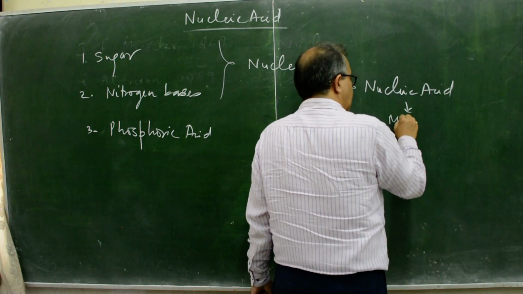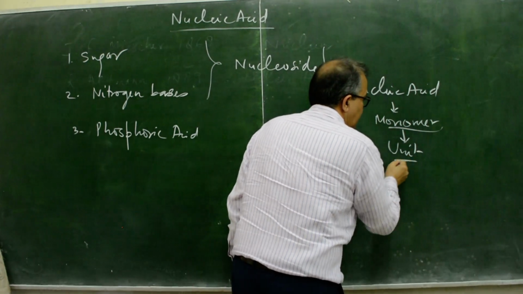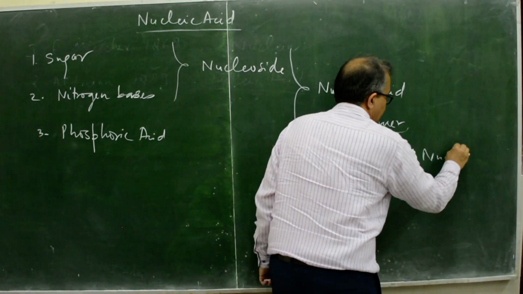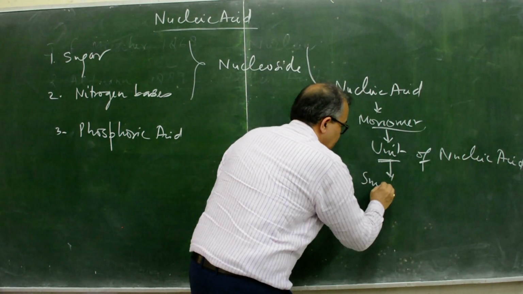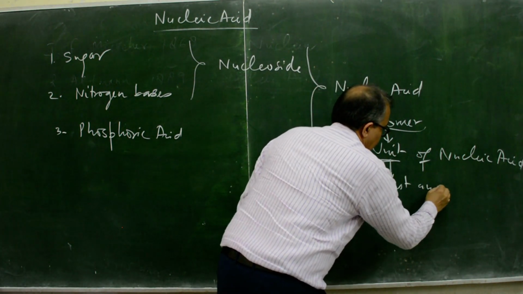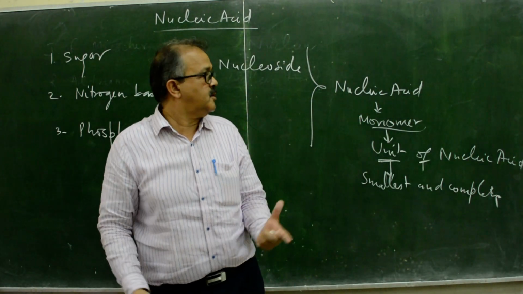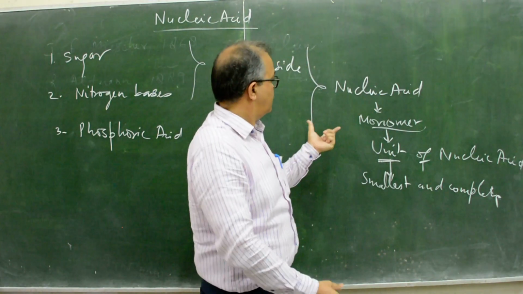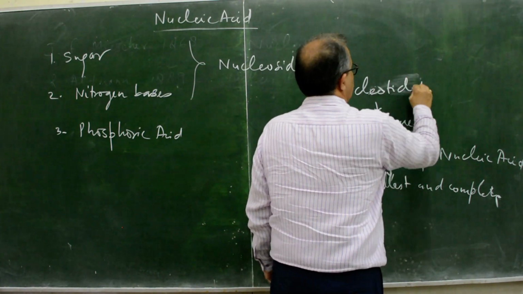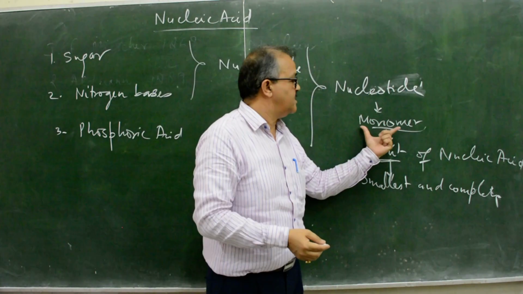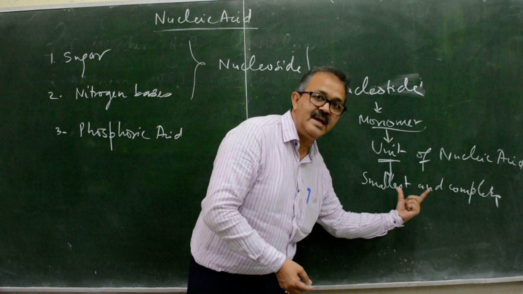Nucleic acid is a polymer, and its monomer is a single unit. What is the meaning of unit? Unit means smallest and complete. The nucleic acid is a group of nucleotides. So nucleotide is a monomer, a single unit. Unit means it should be complete, the smallest and complete.